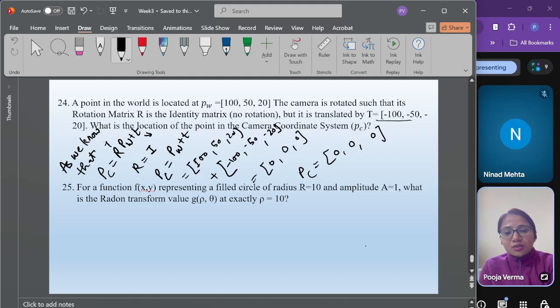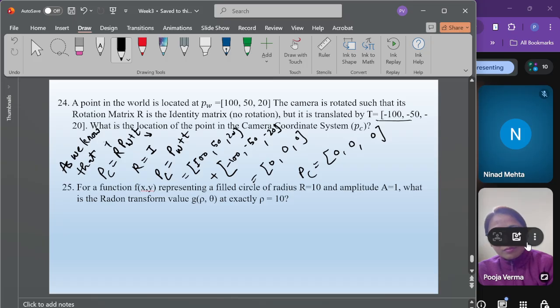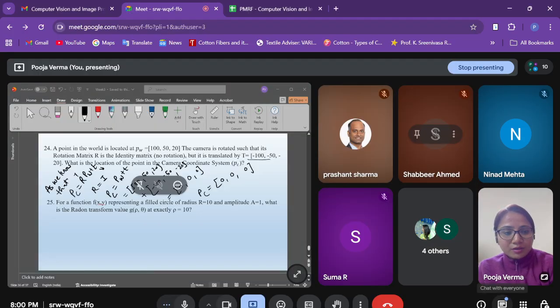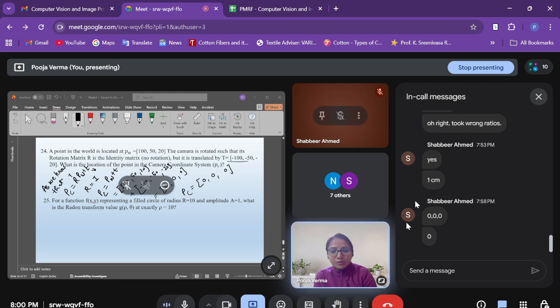So our next and last question is, for a function f(x,y) representing a filled circle of radius r is 10, amplitude is 1, what is the Radon transform value at 0, theta at exactly rho equal to 10? 0. Yeah, correct. It is 0. How have you solved this question? The same formula we used last time, 2 into amplitude square root of r square minus rho square. Yeah, correct. Because r and rho are equal, it just becomes 0. Yeah, correct. So it is again 0.